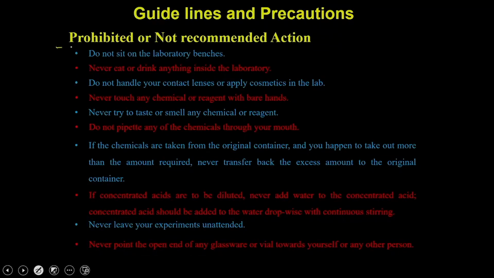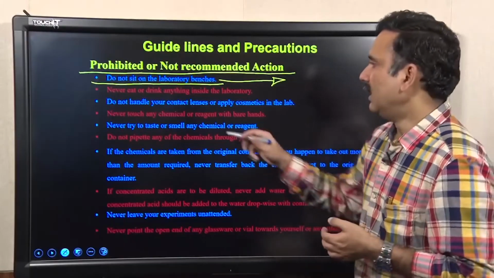Then these are the prohibited or not recommended actions. So, let us see what are these options. First option is you should not sit on the laboratory benches, because these benches are meant for performing the experiments. If you sit on these laboratory benches, you are not only exposing yourself to the chemical that is being spilled on these benches, but also it is going to cause hindrance to others to work, and in some cases it may not be good enough.